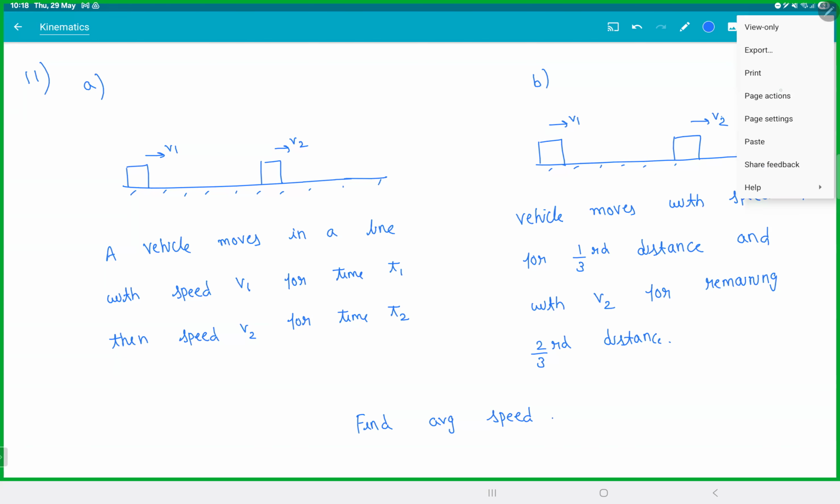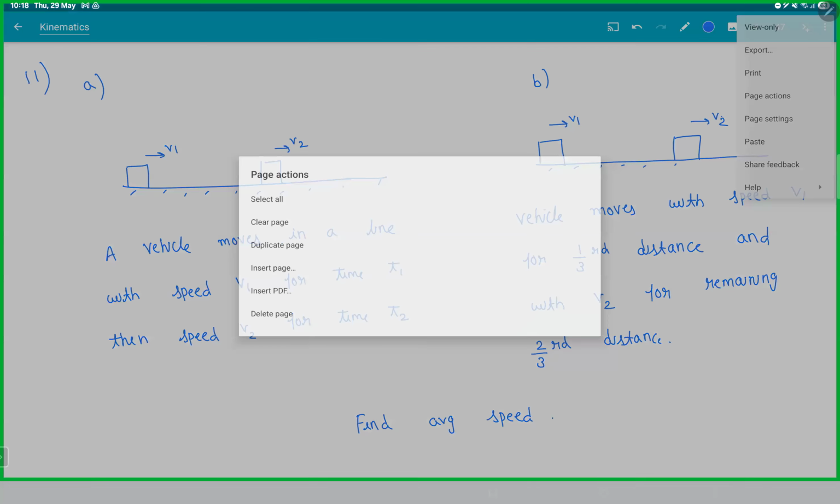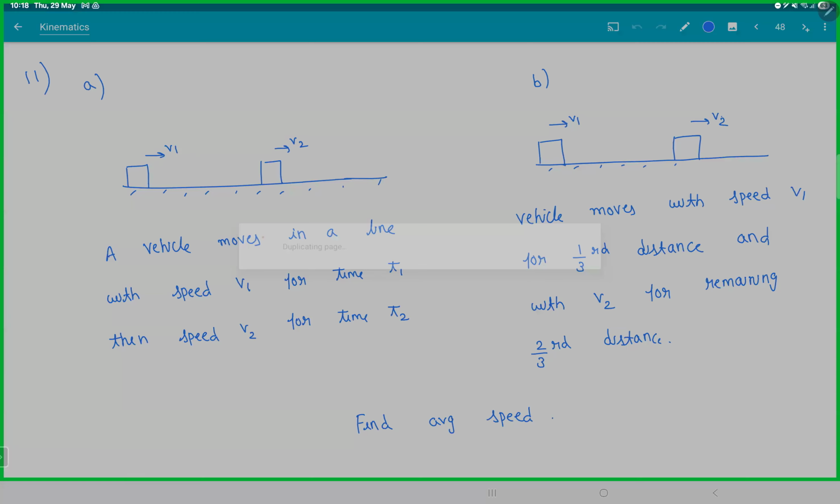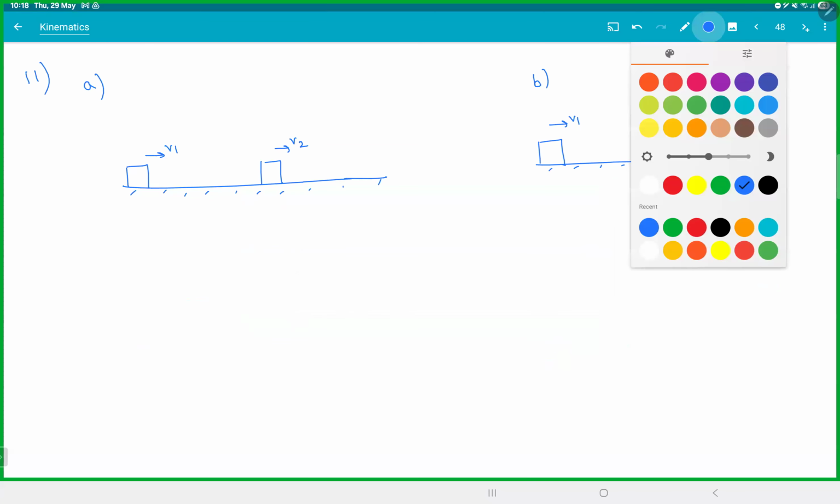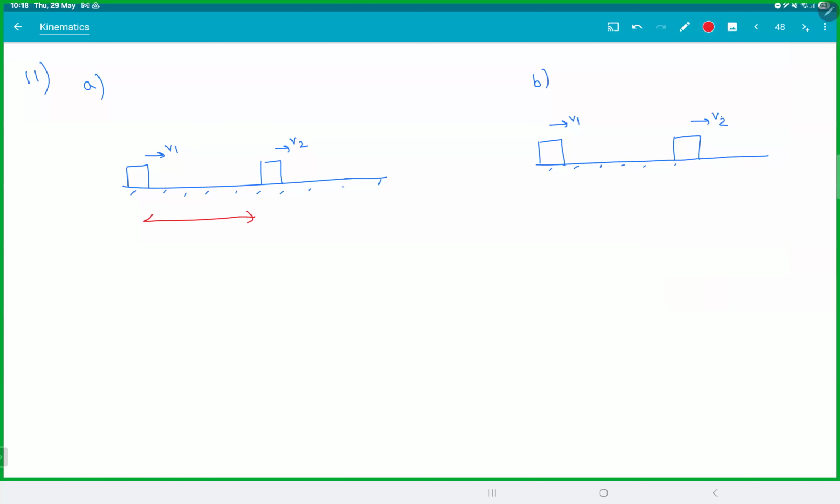Okay, let's see the first one. So in time t1, you will travel a distance of v1 t1. In time t2, you will travel a distance v2 t2. So average speed is distance by time. So your total distance is v1 t1 plus v2 t2 and your total time is t1 plus t2. Done. बस इतना ही करना था first one के लिए.